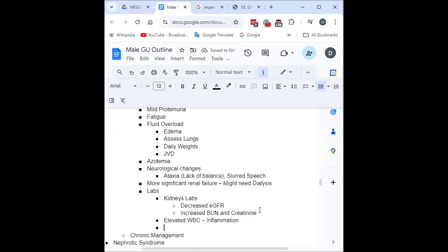And then there's something interesting: you'll have a specific gravity, very specifically at 1.010. I'm trying to remember the rationale, but when your kidneys are damaged to a certain point, your specific gravity ends up just being at this rate. I can't remember the exact mechanism, but I just know that that's something that happens.